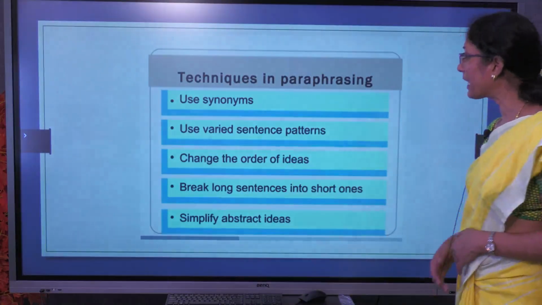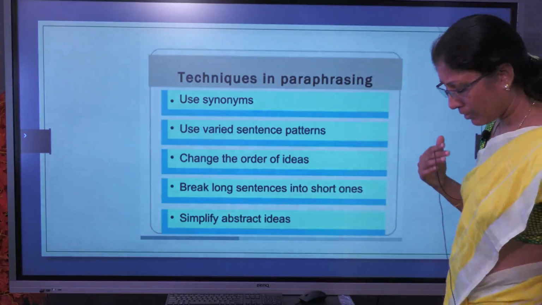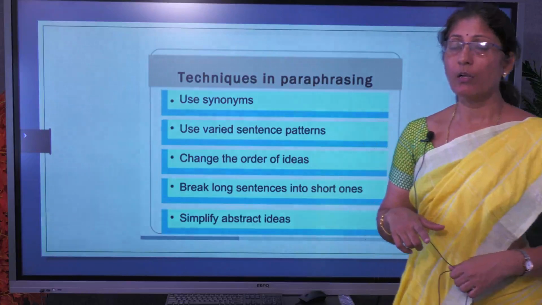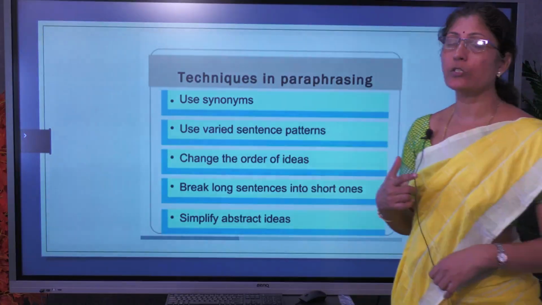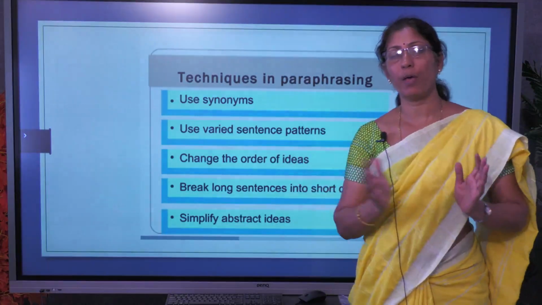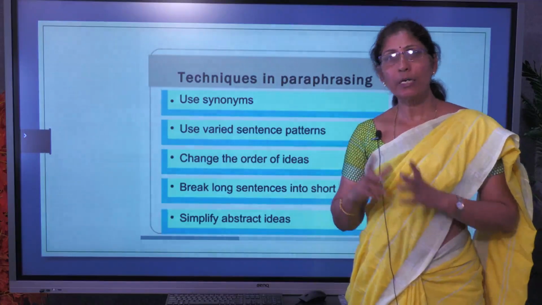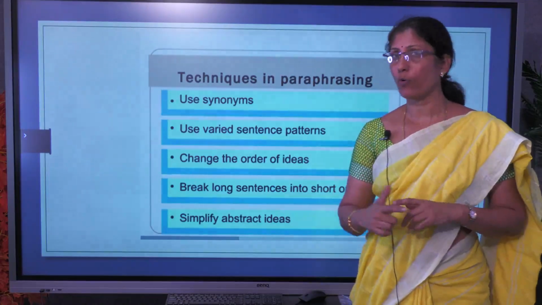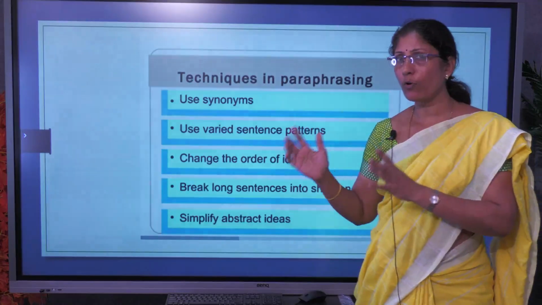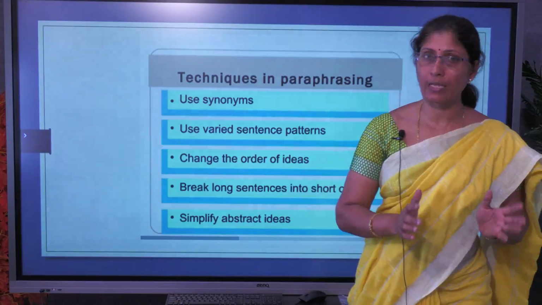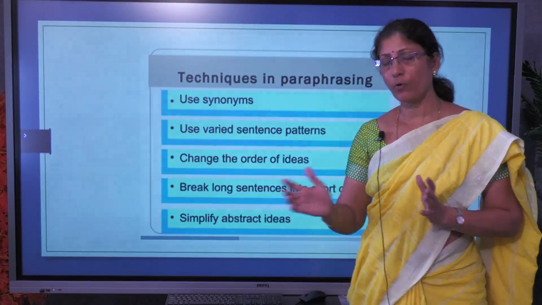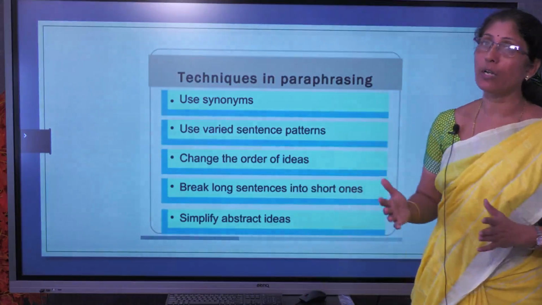Now let us see techniques in paraphrasing. So far we have dealt with what paraphrasing is, okay. Now what techniques do we need to use to paraphrase? It is a restatement of somebody's ideas in our own words, okay. So that we don't use the same words as they are, because then it becomes copying when we use the same words. So what are the alternatives?